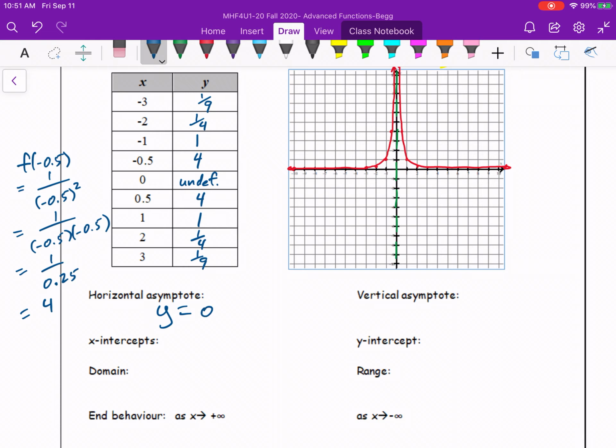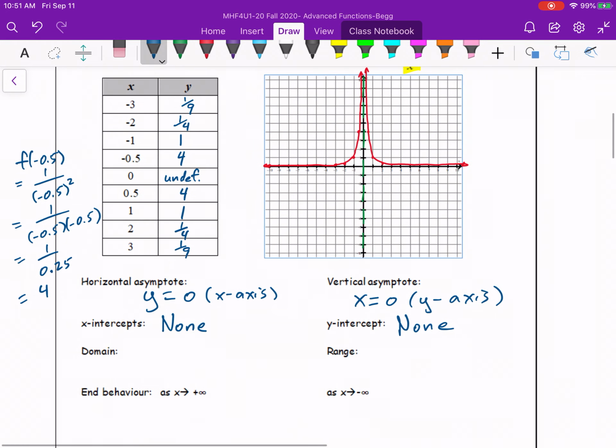The vertical asymptote is, I guess maybe just to be clear, let's call it the y-axis. The equation of the x-axis is y equals 0. The equation of the y-axis is x equals 0. X-intercepts? None. It has a horizontal asymptote on the x-axis. It has no x-intercepts. We can see it's never going to touch it. It can't have a y-intercept if it's never touching the y-axis.